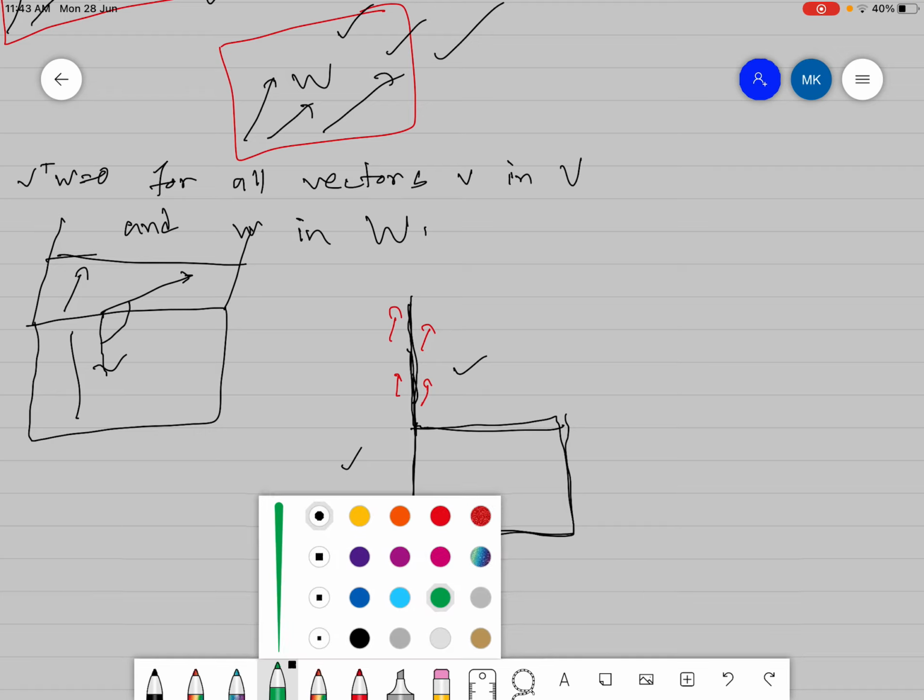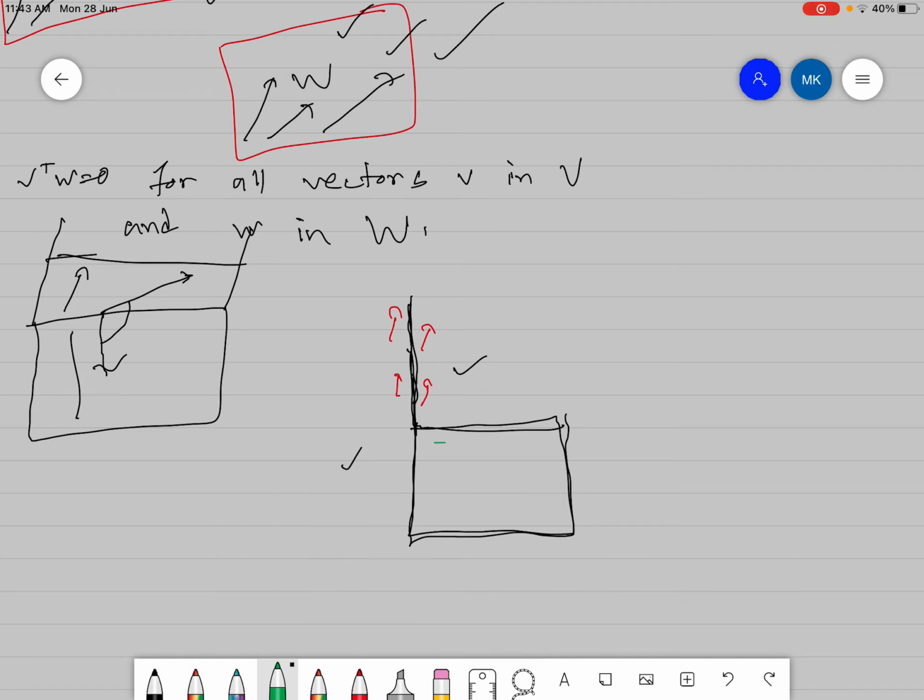So yeah, if you take any vector from here, then it will be orthogonal, or perpendicular, to every other vector from here.